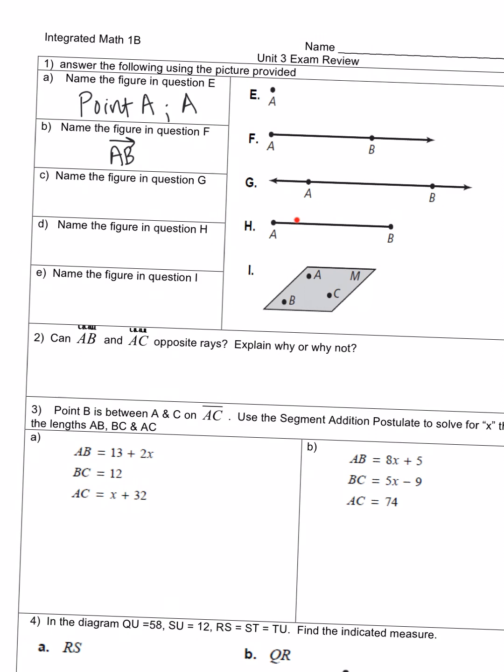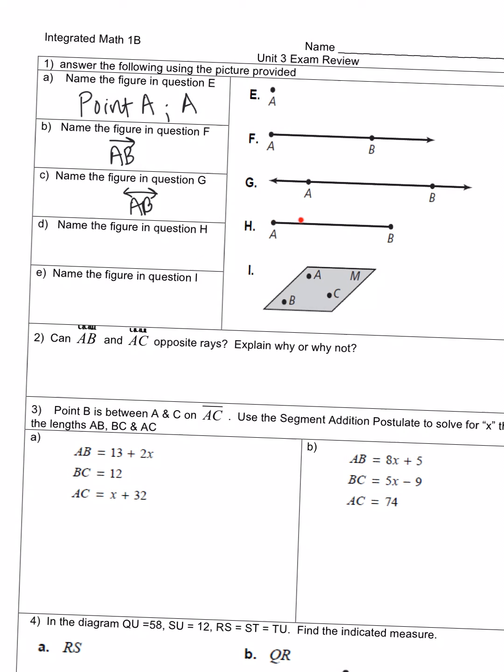Name the figure in question G. This is called a line because it extends forever and ever in both directions. This can be called line AB. And remember, a line can also sometimes be named by a lowercase cursive letter, which we don't have in this case.